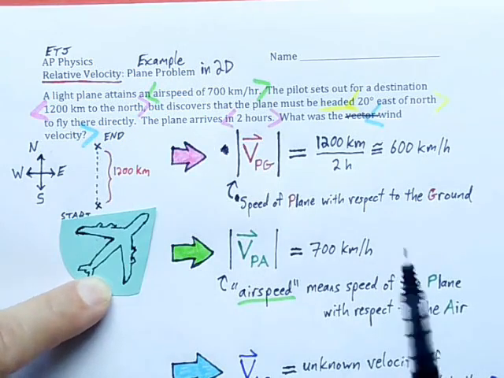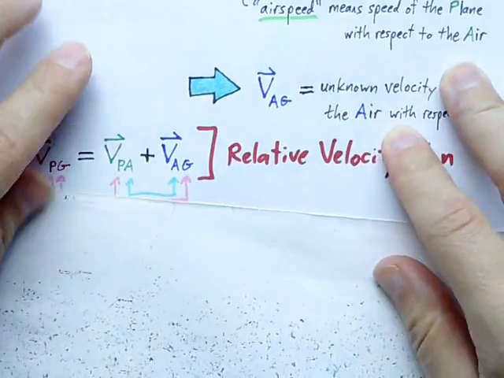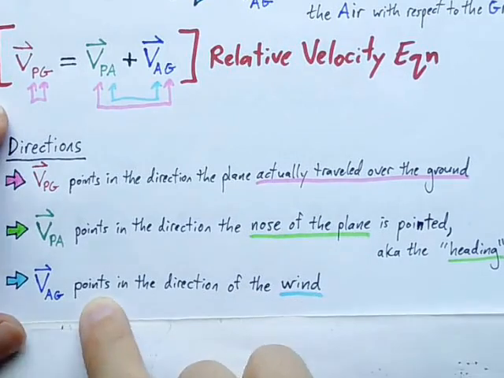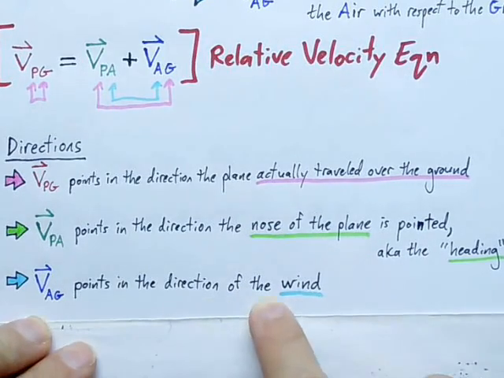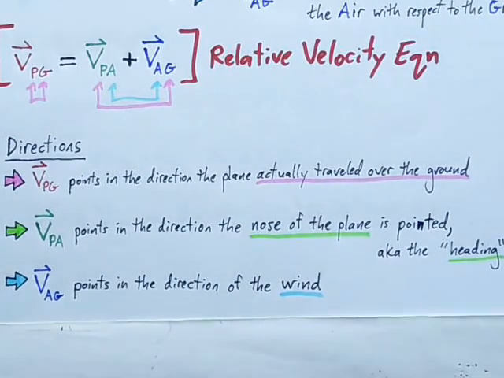Okay, so we figured out the directions of these two vectors. Lastly, the velocity of the air with respect to the ground, that points in the direction of the wind, the direction the wind is actually blowing. I think that one's the most obvious. Okay, let's pause there.